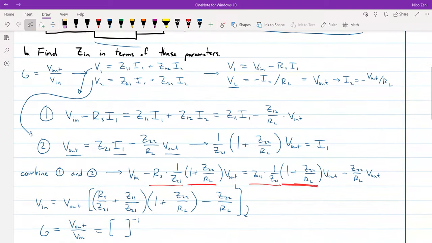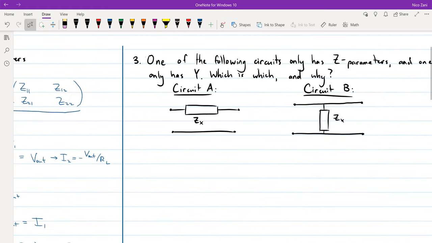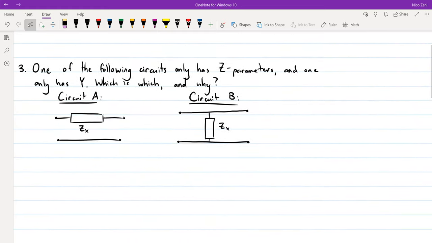Okay, so with keeping in mind things like matrices, this is a more conceptual question about Y and Z parameters. It's possible that your professor brought this up in lecture, specifically these two networks. Go ahead and let me know if he did. But I still think this is good, important information to cover. So one of the following circuits only has Z parameters, and one only has Y. Which is which, and why?